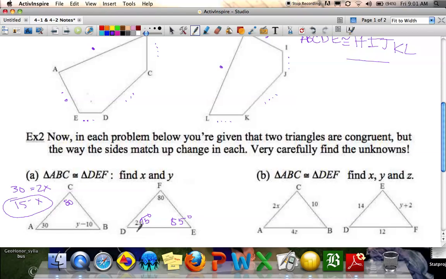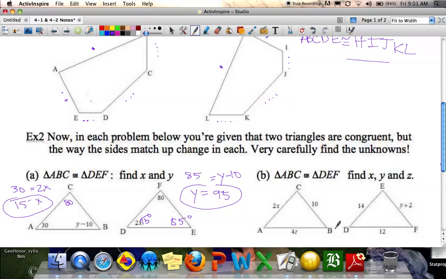It's the leftover. So we know that 85 has to be, let me make sure I did this right. I think I did this right. 85 equals y minus 10, so y equals 95. And those are the two answers for example 2a.